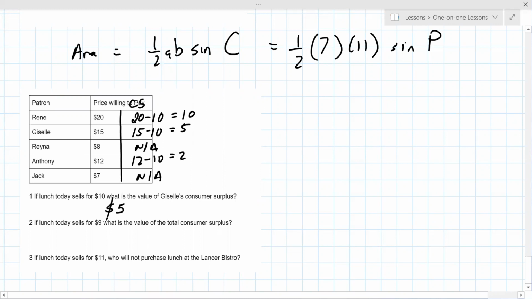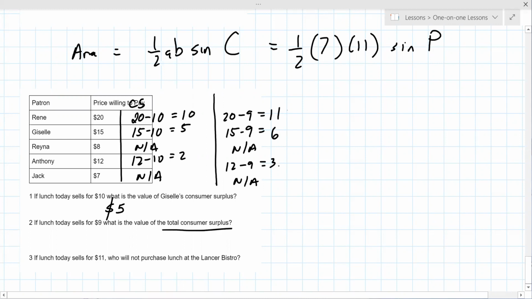Now, if lunch today sells for $9, what is the total value of the consumer surplus? So we have to redo this calculation for $9. You've got 20 minus 9, that's 11. 15 minus 9, that's 6. This one's not applicable. 12 minus 9 is 3. And the last one is not applicable. So the total consumer surplus is you add up the ones: 11 plus 6 plus 3, which is $20.